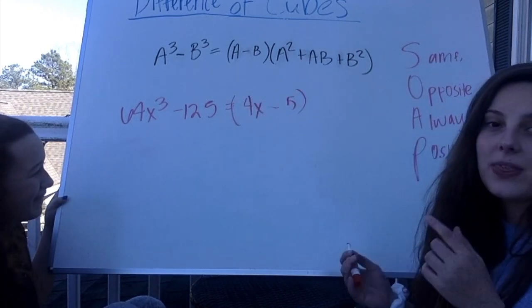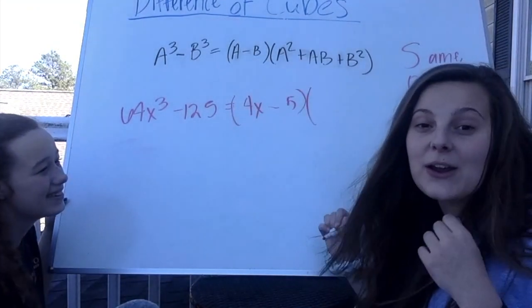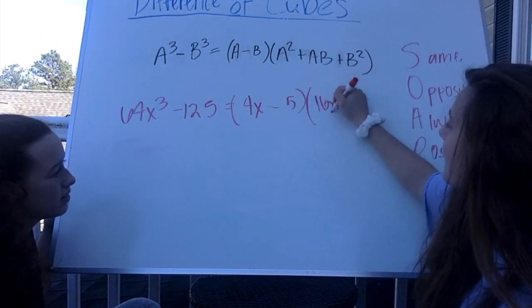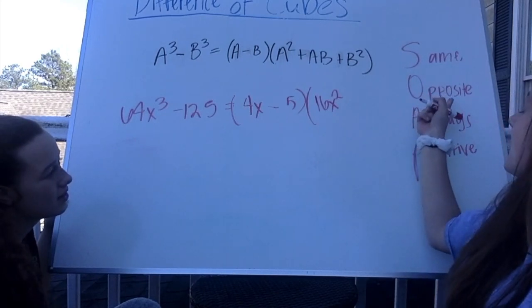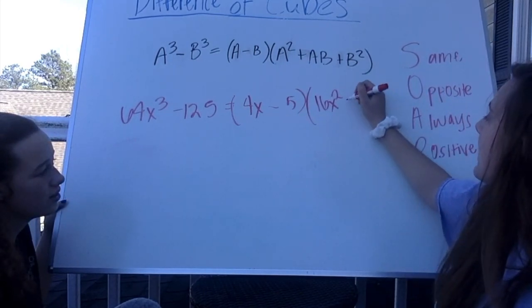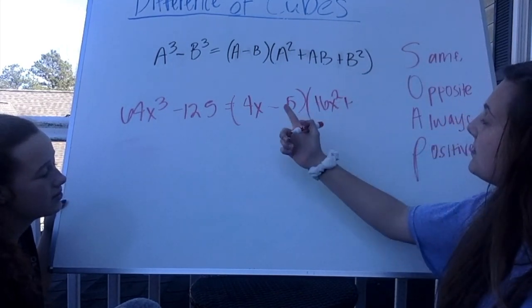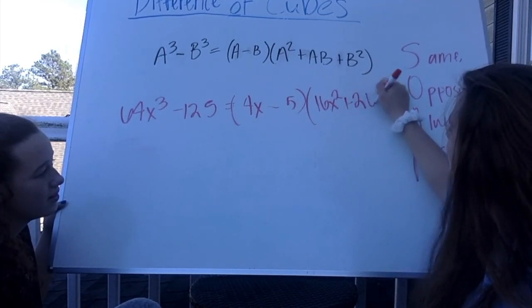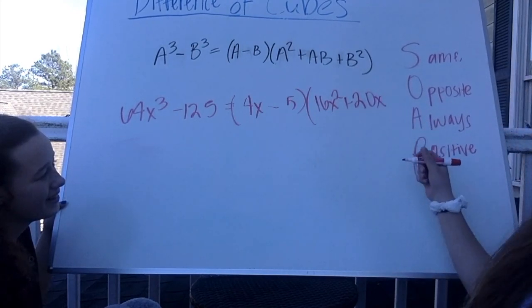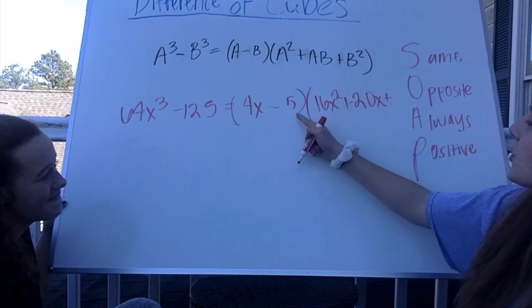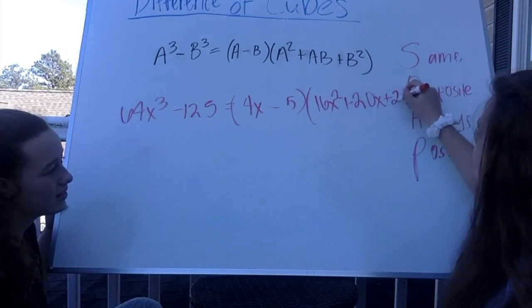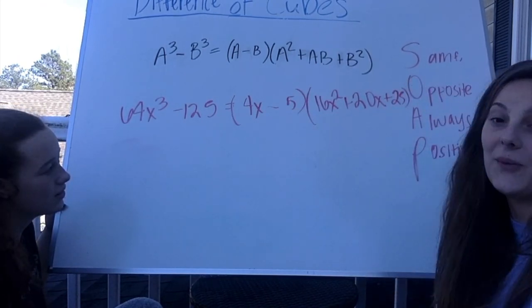Then I'm going to do the rest of the equation. Now I'm going to square the a, which is 4x, which is going to be 16x squared. The next sign is going to be the opposite of this, so now it's a plus, and then I'm going to multiply these two numbers together, which makes it 20x. The last sign is always positive, and I'm going to square the b, which is 5, so 5 squared is 25. And there you go. There's your answer.